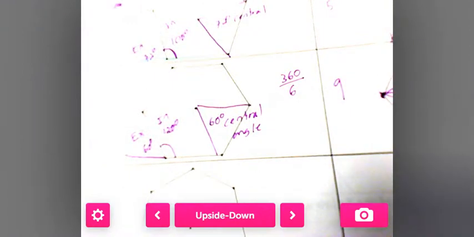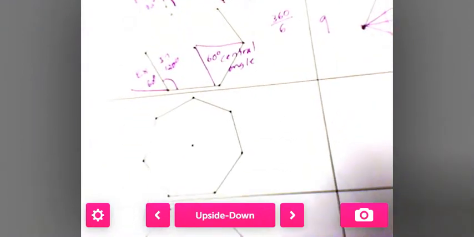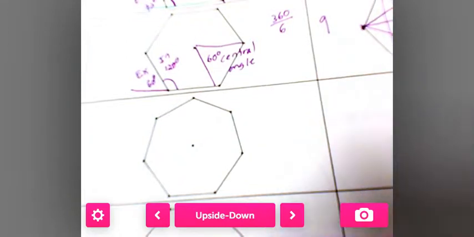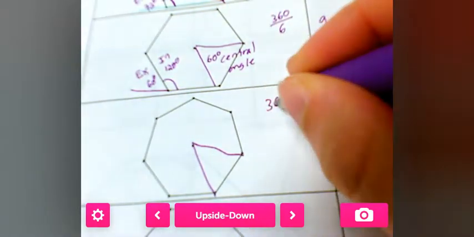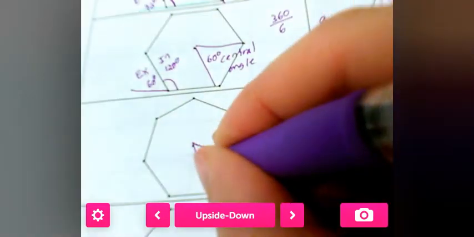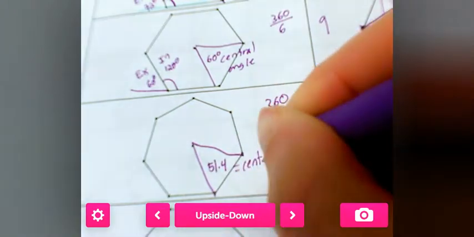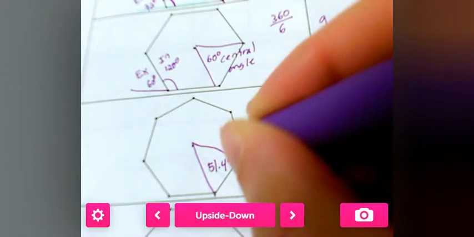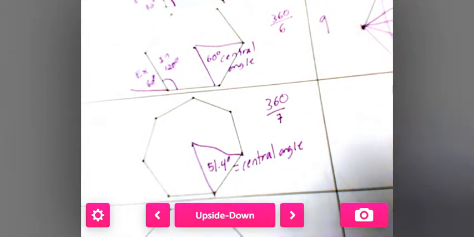Okay. How many sides does this shape have? Count them. We call that a heptagon. So what is my central angle going to be? We're going to go 360 divided by 7, and we get 51.4 ends up being my central angle. You guys have calculators, right? I was trying to do it, but then you said it.